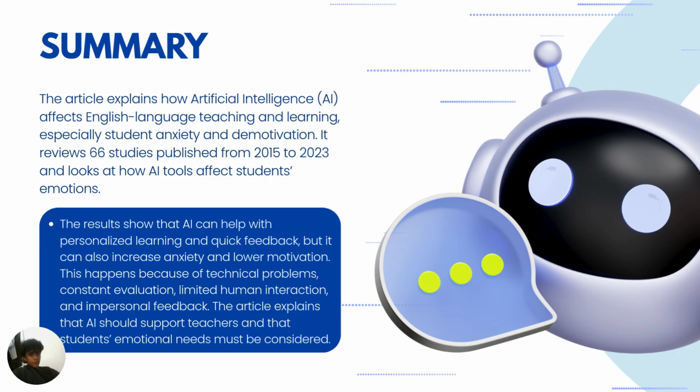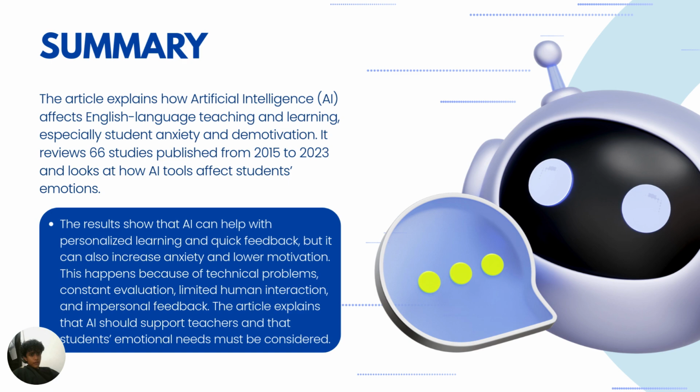So we have the summary. So I'll just read it real quickly. The article explains how artificial intelligence affects English language teaching and learning, especially student anxiety and demotivation. It reviews 66 studies published from 2015 to 2023 and looks at how AI tools affect student emotions.